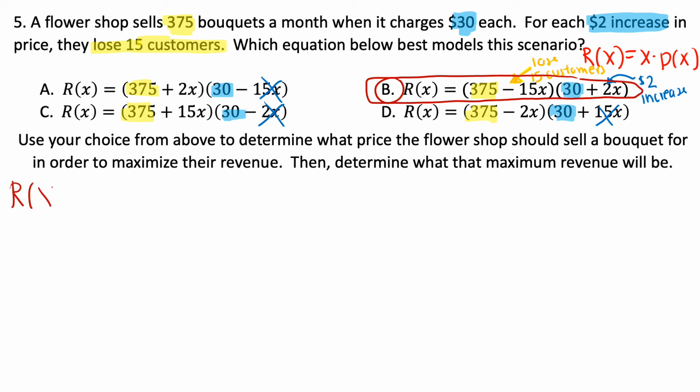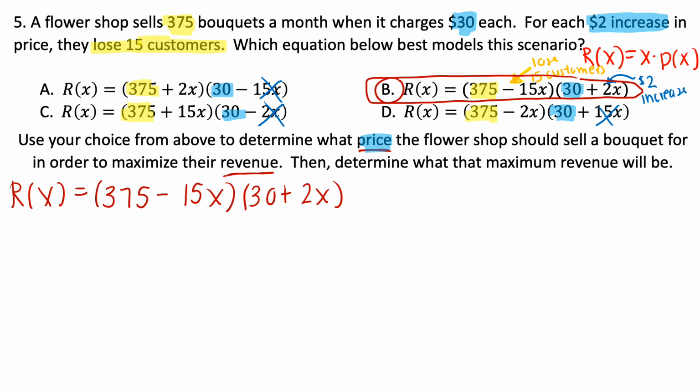R of x is equal to 375 minus 15x times 30 plus 2x. Once we do that, we want to determine what price the flower shop should sell a bouquet for in order to maximize their revenue. So we're going to take this R of x equation and do what we did before. We're going to find the derivative, look for the extrema, find the price where we should maximize, and also the maximum revenue. This equation, though, is in factored form, and it's easiest for us to take the derivative in standard form. So let's go ahead and multiply this out.